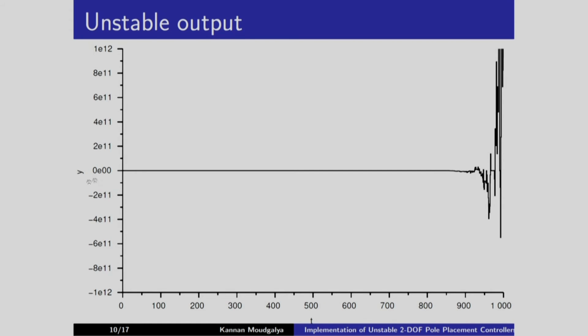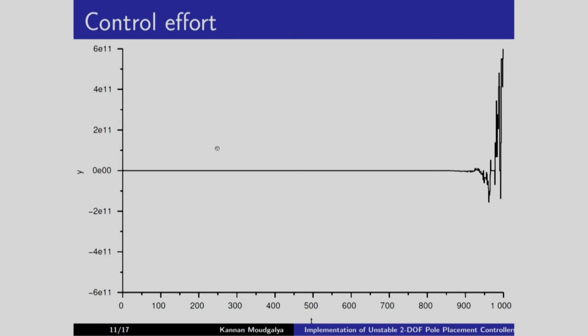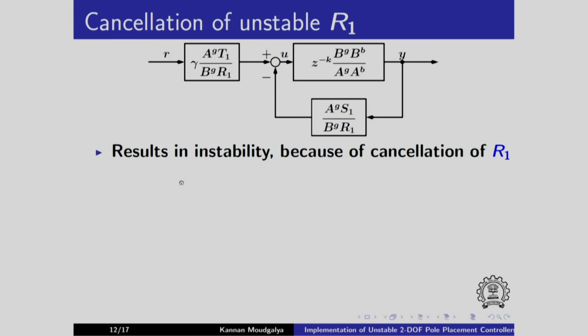As feared, you can see that the plant output becomes infinite. Of course, you have to wait for a long time. The values build up, eventually blow up. You can see the value to be 10 to the power 12 here. And here is the corresponding control effort, that is also very large. So as we expected, we got instability because of the cancellation of R1, and this R1 had its 0 outside the unit circle.